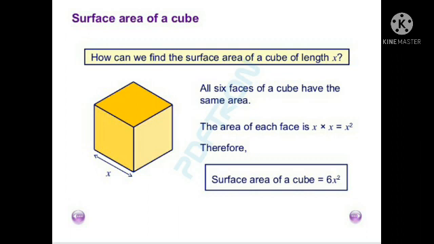So students, finally we derived the formula for calculating the total surface area of a cube, that is 6x square. Yes or no? So on knowing the value of x, we can calculate the total surface area.